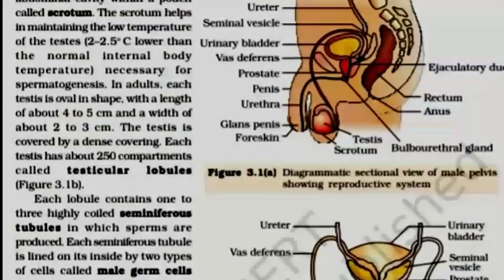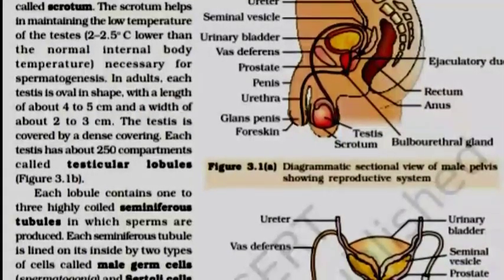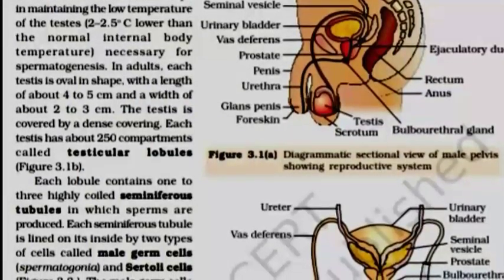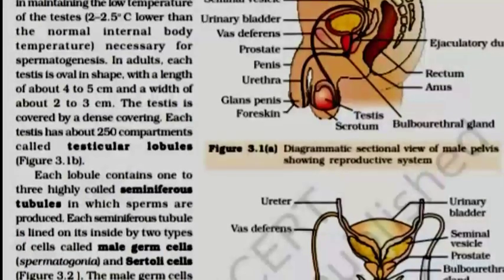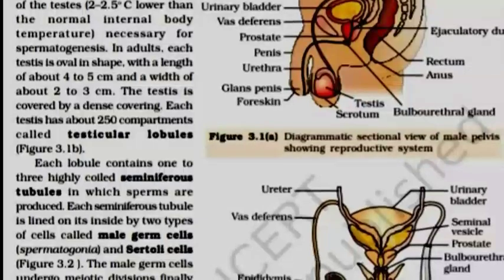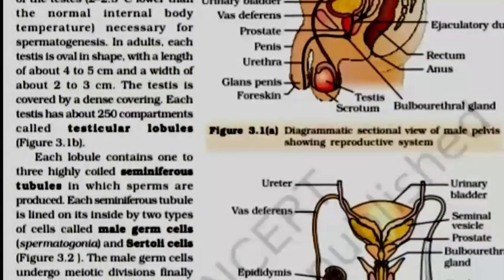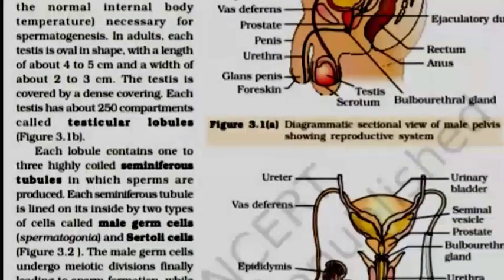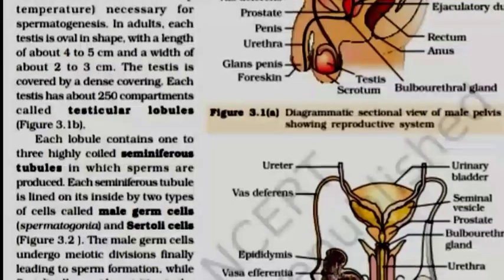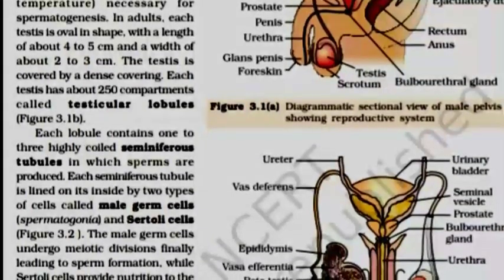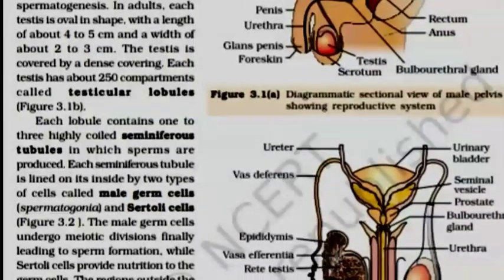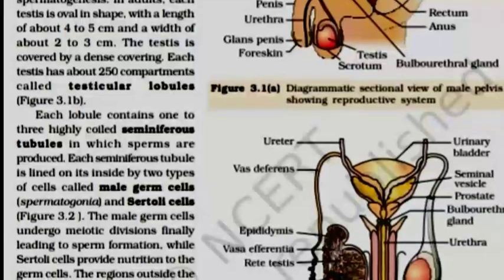In adults, each testis is oval in shape, with a length of about 4 to 5 cm and a width of about 2 to 3 cm. The testis is covered by a dense covering. Each testis has about 250 compartments called testicular lobules. Each lobule contains 1 to 3 highly coiled seminiferous tubules in which sperm are produced.